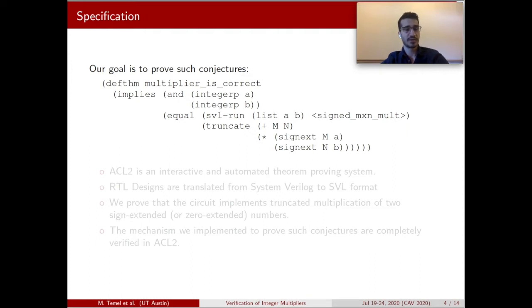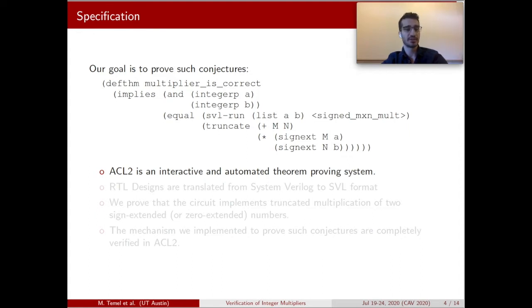We aim to verify that multiplier designs are functionally correct. We do that by proving a conjecture of this form in ACL2. ACL2 is an automated and interactive theorem proving system with over 25 years of history and wide industrial use.